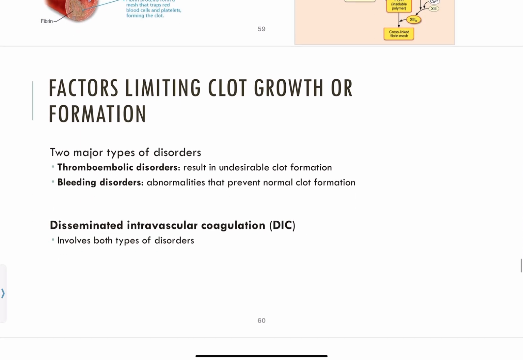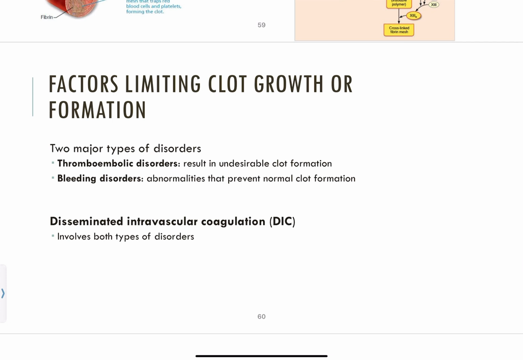Okay, so we also have disorders that are related to our platelet number. These are usually going to be genetic-based disorders. So we have two major types of disorders. We have thromboembolic disorders, when we're producing clots that we actually don't want, so undesirable clot formation, or we can have bleeding disorders because we're not forming normal clots when we actually need clots to form. If you have both of these disorders, it's referred to as DIC, or disseminated intravascular coagulation.